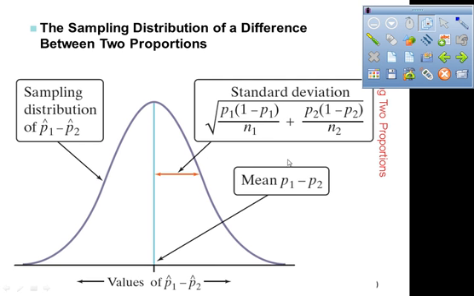The sampling distribution of the difference between proportions. Here's your standard deviation, here's the curve, and here's the mean. They're just giving you a pictorial representation of it.